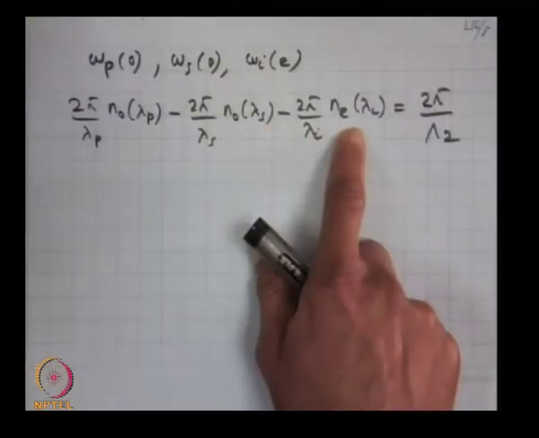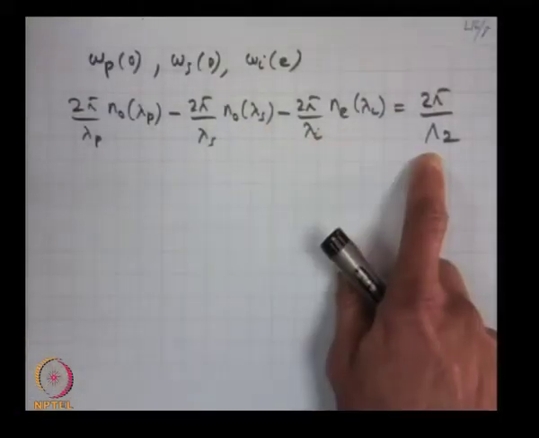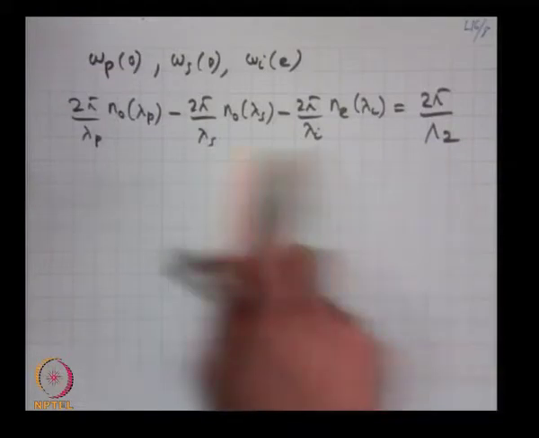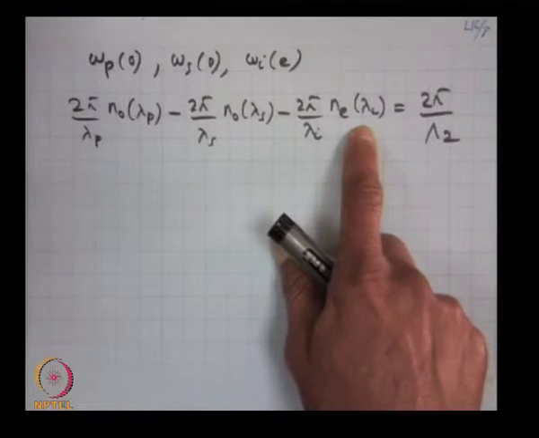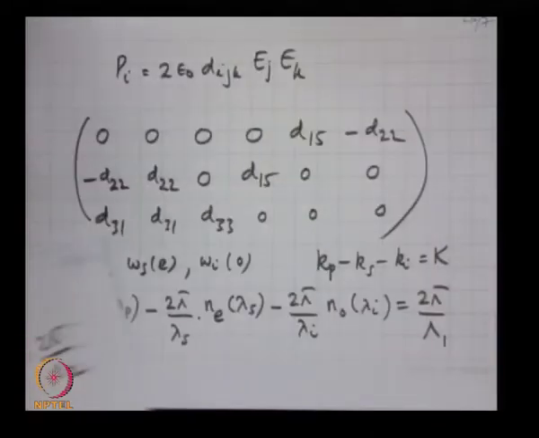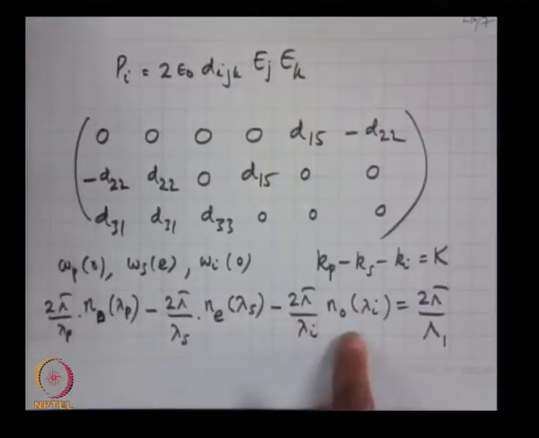It's also possible to generate a pair of ordinary signal photon and extraordinary idler photon, provided I have another period, capital lambda 2, because it depends now on the ordinary index at lambda s and the extraordinary index at lambda I. This lambda 1 depended on extraordinary index at lambda s and an ordinary index at lambda I.